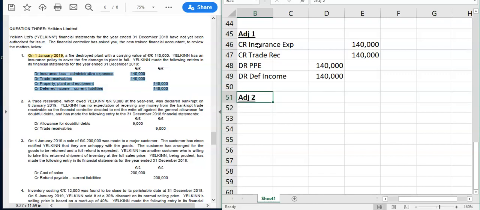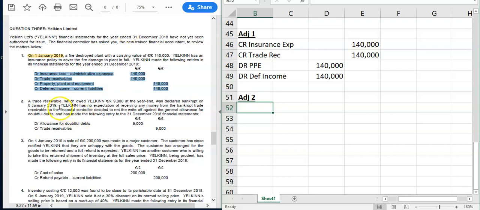Next one then, we also have to give an explanation for this, remember, because they ask it in Part B. A trade receivable, which owed Yelkin 9,000 at the year end, was declared bankrupt on the 8th of January, has no expectation of receiving any money, and they decided to write it off against the general allowance for bad debts. Now typically this is not how we'd record a bad debt unless it was previously provided for. So again, we don't have that information here, so we're assuming that is incorrect.